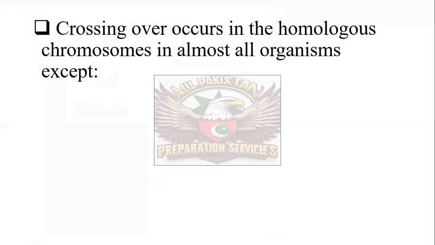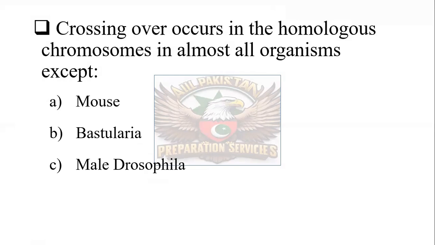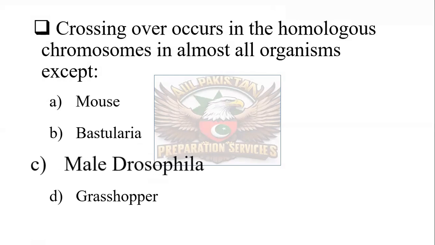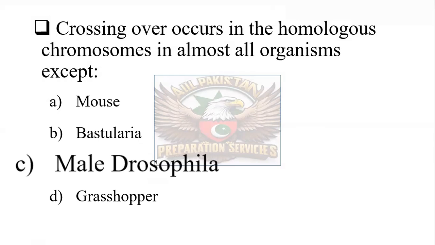Crossing over occurs in the homologous chromosomes in almost all organisms except mouse, Bustularia, male Drosophila, or grasshopper. And the correct one is male Drosophila. Crossing over occurs in homologous chromosomes in almost all organisms except male Drosophila. In male Drosophila, crossing over doesn't occur.